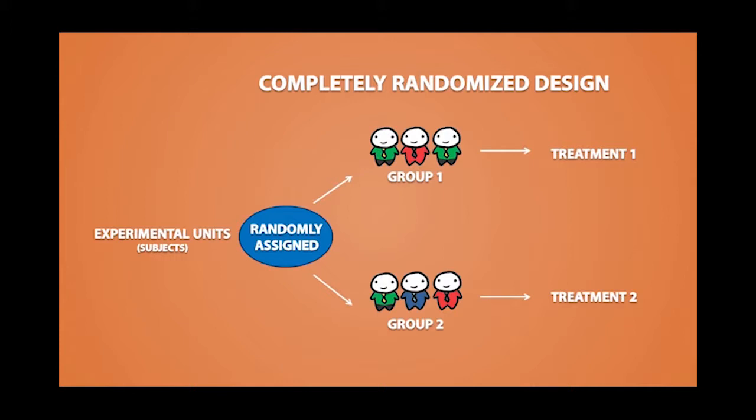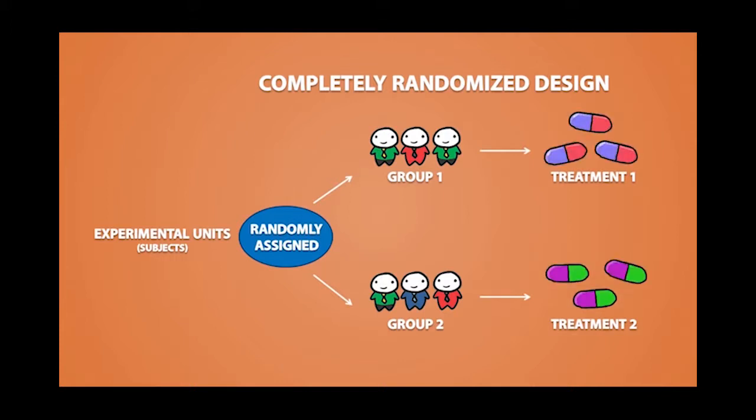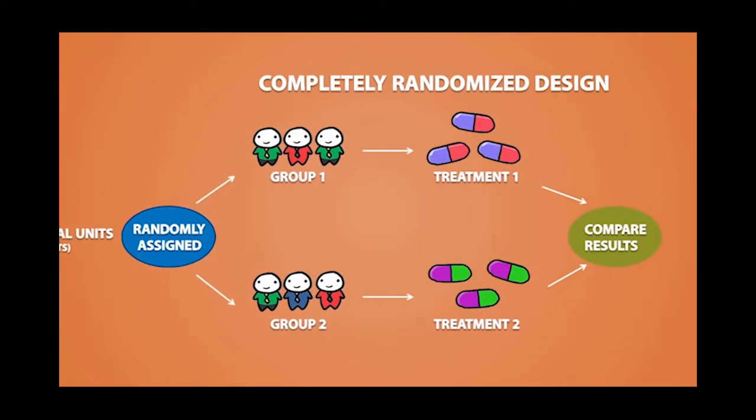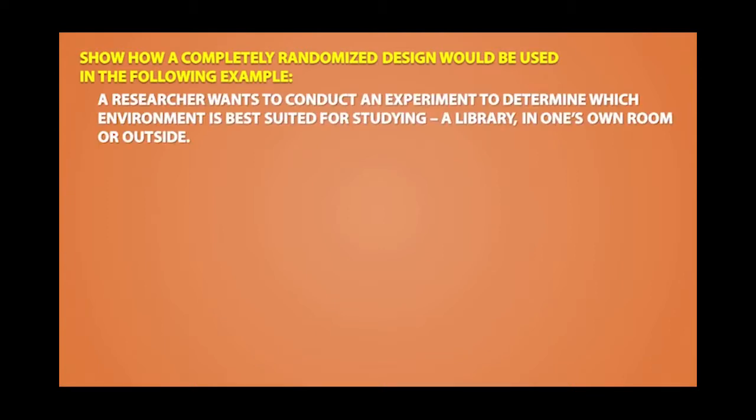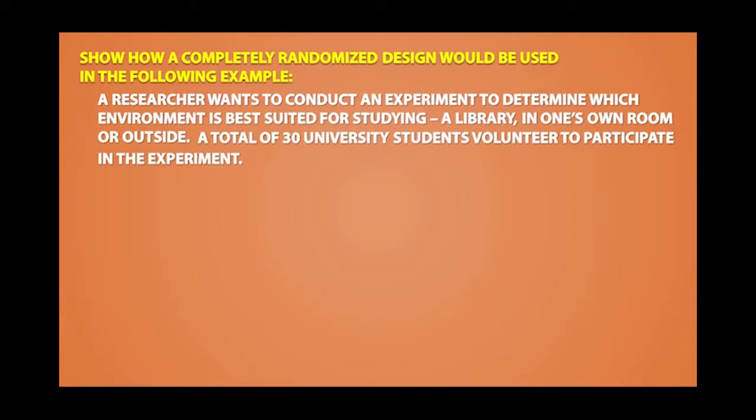Each unit in the same group will receive the same treatment, and at the end of the experiment, you will compare the results from each treatment. Show how a completely randomized design would be used in the following example. A researcher wants to conduct an experiment to determine which environment is best suited for studying: a library, in one's own room, or outside. A total of 30 university students volunteer to participate in the experiment.